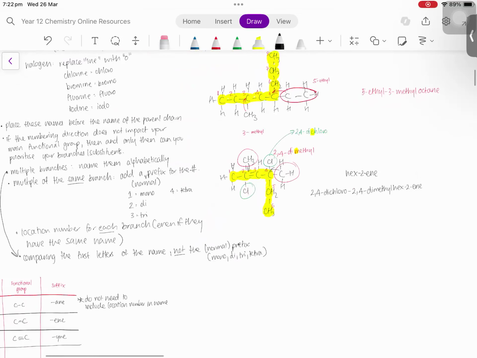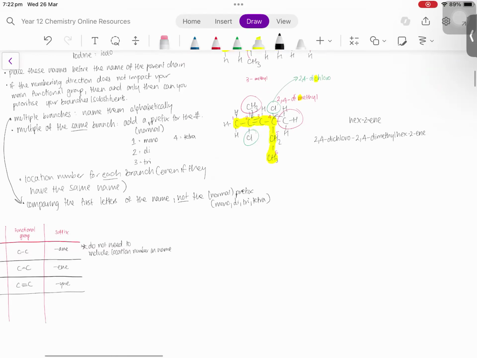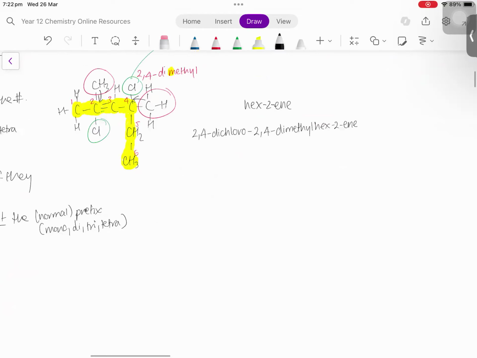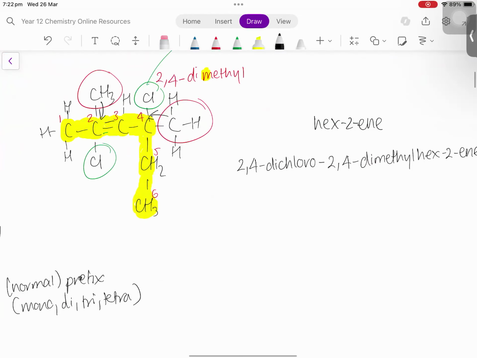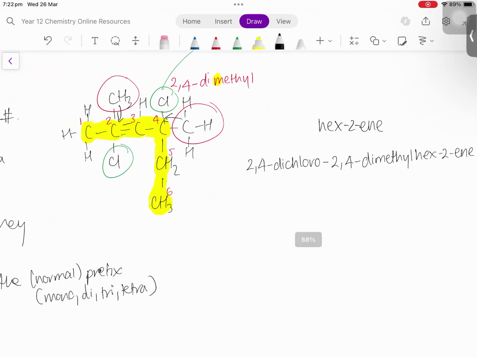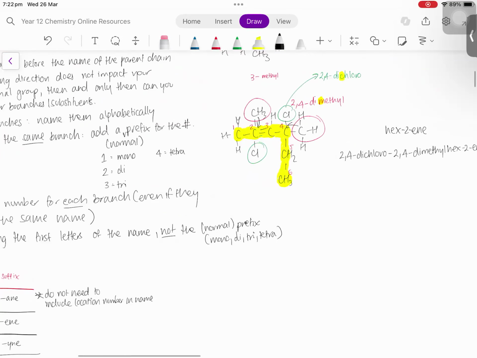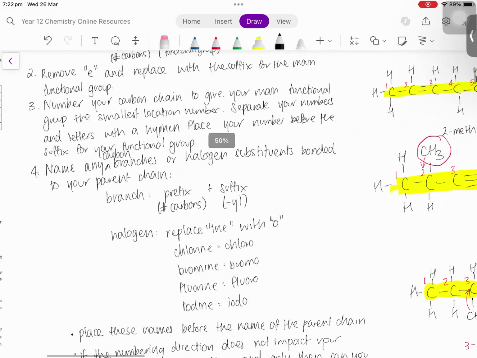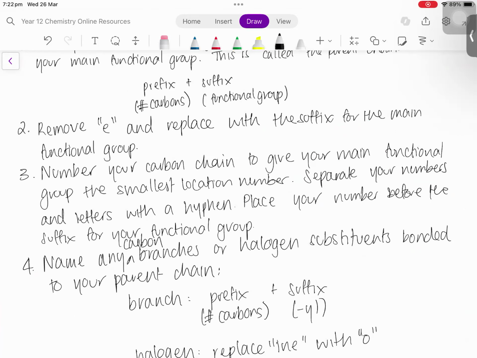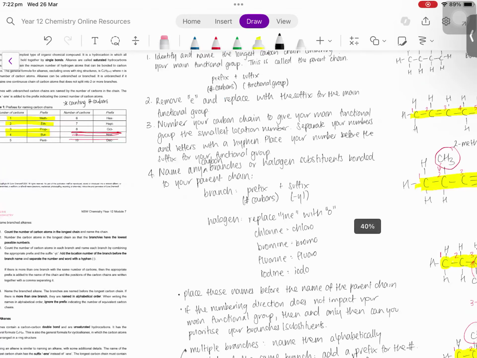This is most of your steps. I have one more dot point to add on, but that's a little bit later. All right, let's say I gave you, this is all of your hydrocarbons. You've got your single, double, and your triple bond. Now we're going to go back to step 2. If you have an extra functional group, you need to get rid of the E and replace it with another suffix. Okay, so this is your hydrocarbons.